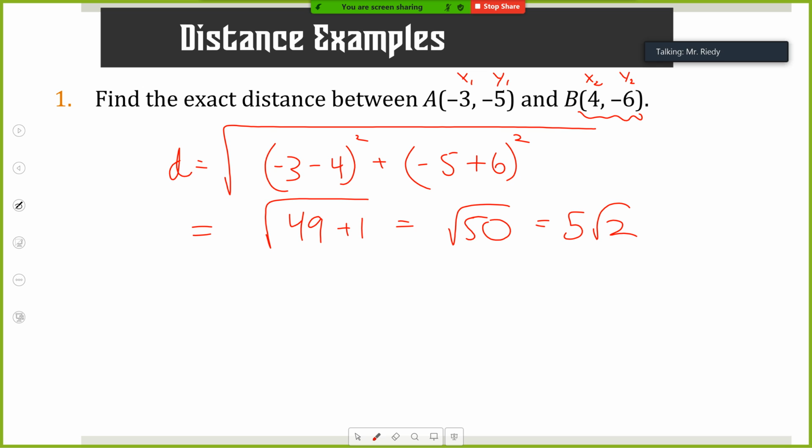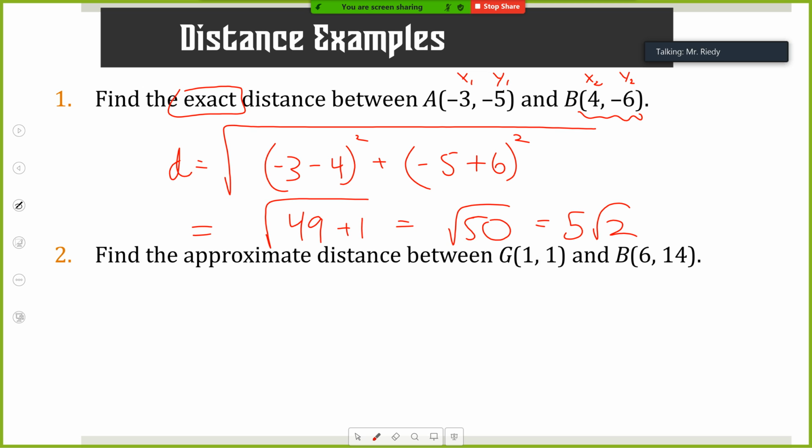And again, no decimal answers. Because it says exact in the problem, our answer should be in terms of a radical. Questions from anybody at home? Questions from you two? No, we're good? Excellent.